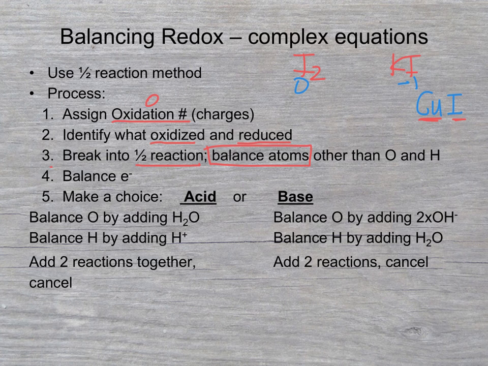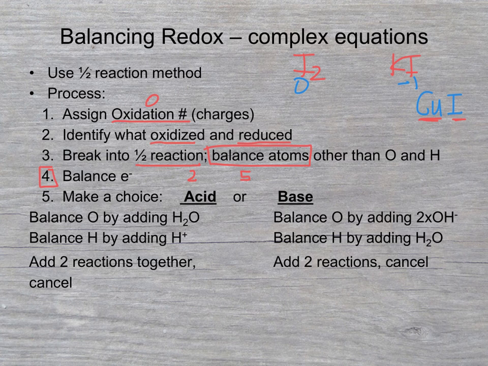Okay, step number 4 is the critical piece. This is a piece that a lot of the folks mess up when they're doing their equations. When you break it into half reactions and you balance everything other than hydrogen and oxygen, the next step is that you need to figure out where the electrons are, how many of them are moving, and then you have to balance them. So let's say in our reduction we have a transfer of 2 electrons, and in our oxidation we have a transfer of 5.